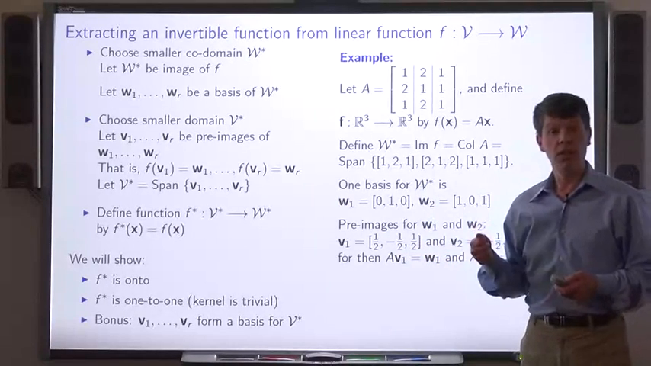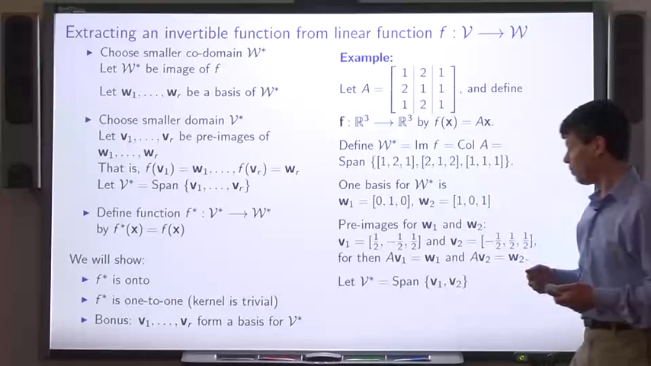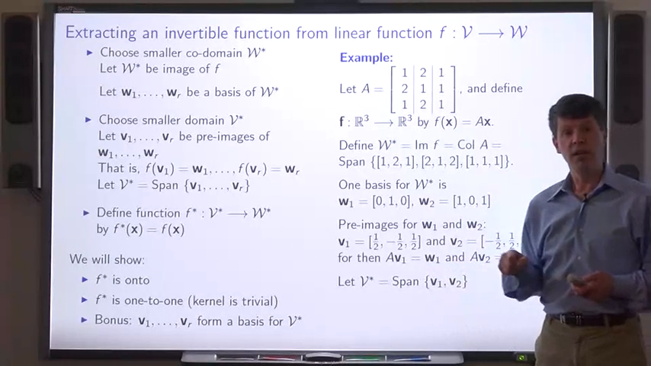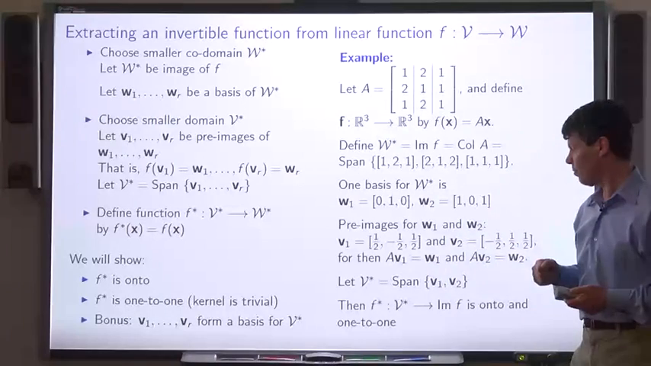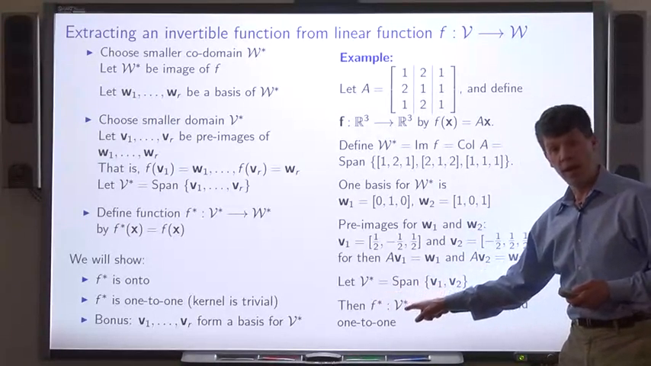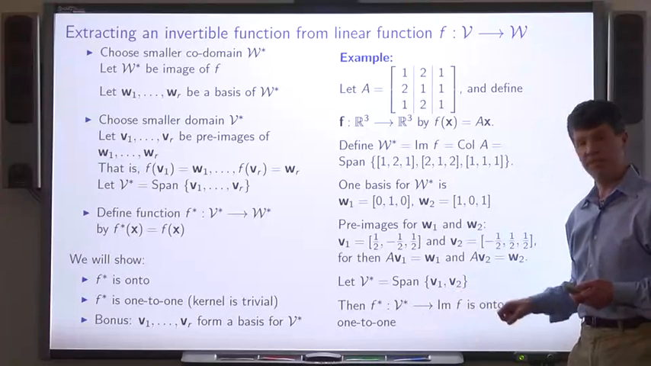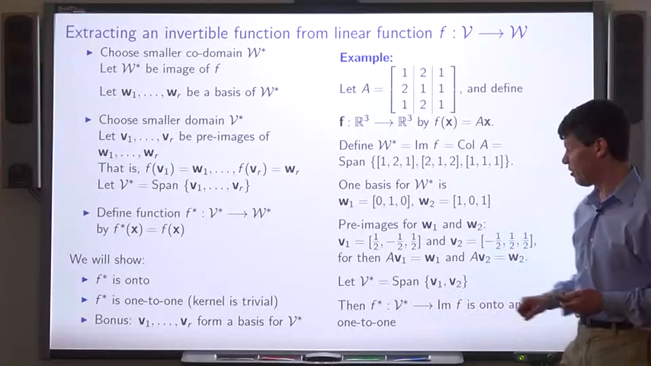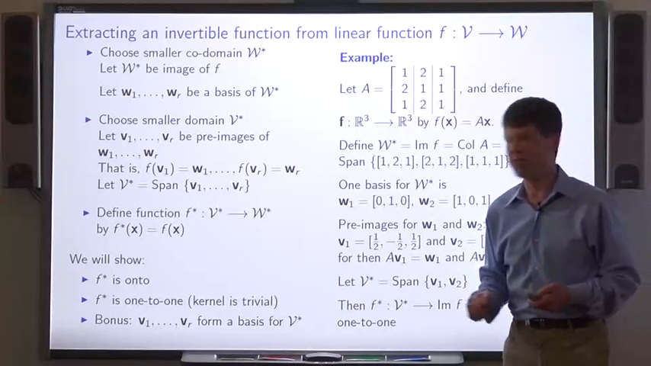Next, we define the new domain, big V star, to be the span of those two vectors. Then the function f star from big V star to the image of f, W star, is onto and one-to-one, and therefore invertible.